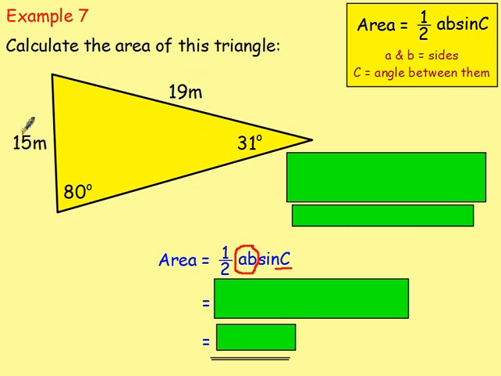So if we look at the sides, we only know this side and this side. We do not know this side here. So we'd have to be using these two sides. And if we're using those two sides, which angle would we use? It's the angle between them. It is. Well done, Fred. It's the angle between them. So that 80 and that 31 are not going to be used in our formula. It is this angle here because we'd have the two sides and the angle between them.